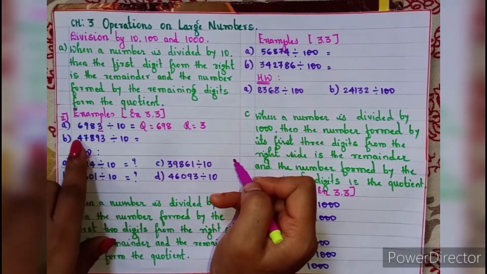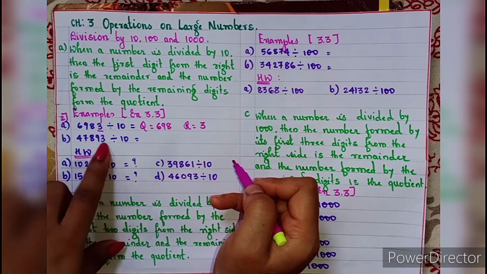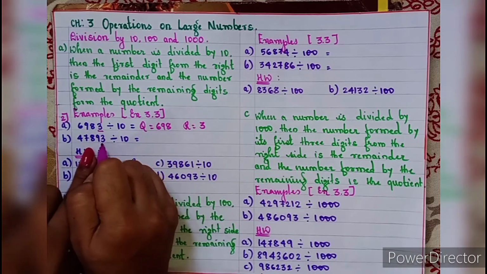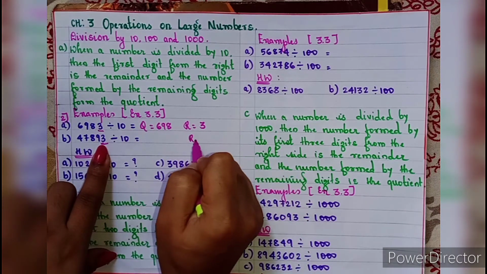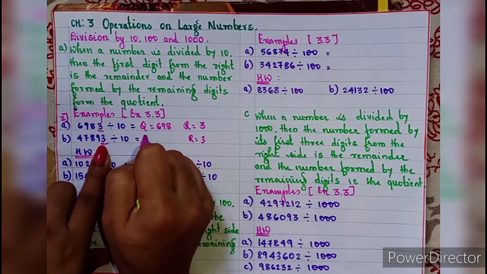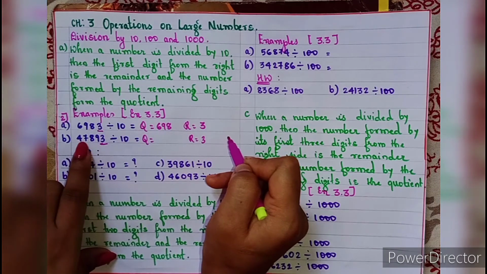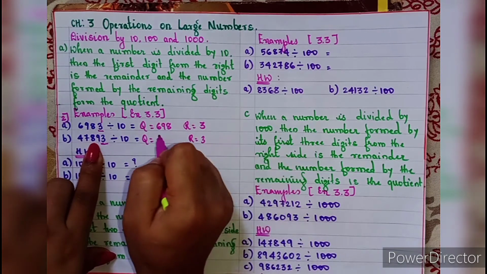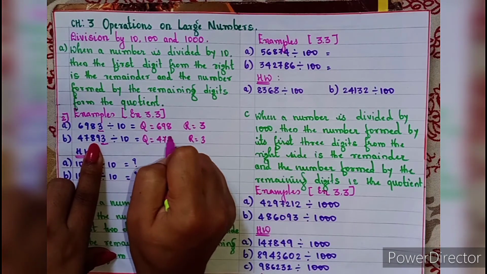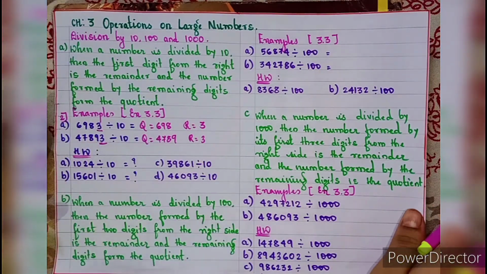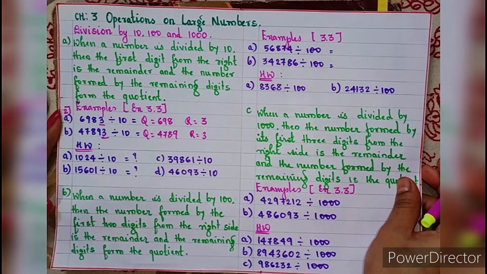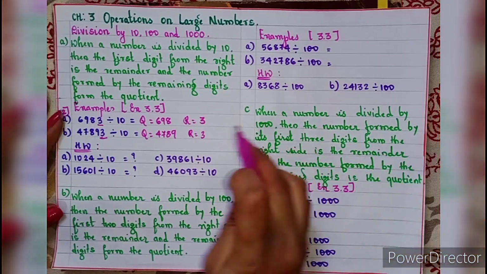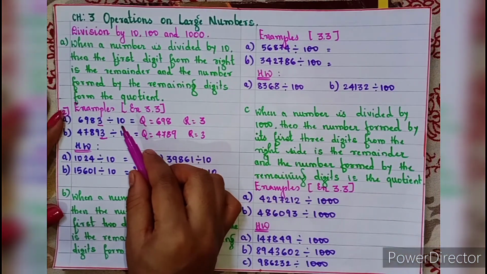Okay, similarly we are going to solve this when we are dividing by 10. The first digit from the right side will be the remainder, that is R is equal to 3, and what is the quotient? Quotient is 4789. So this is how we solve the sum without actually dividing the number. But this is true only in the case of 10.